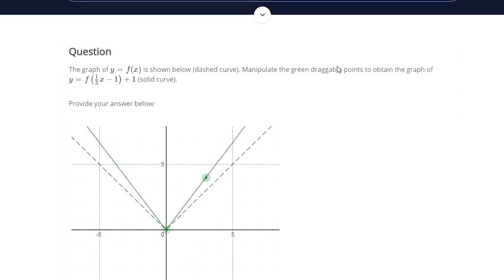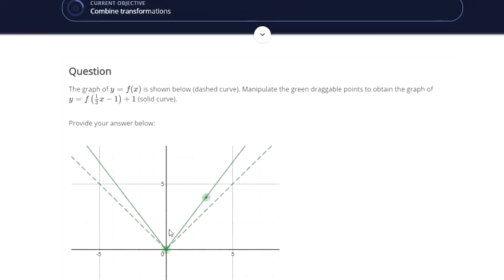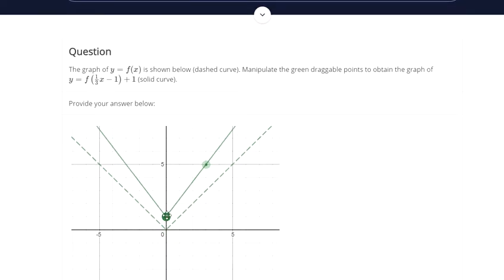Okay, here's another one. Okay, let's do the same thing. Let's do the vertical shift. So the dotted line's the original graph. That means our new graph is 1 above. So I took that corner and I moved it 1 up because of this plus 1 on the outside.